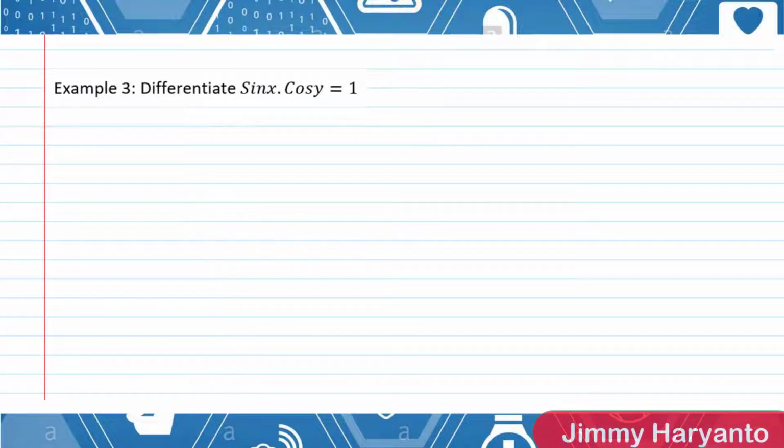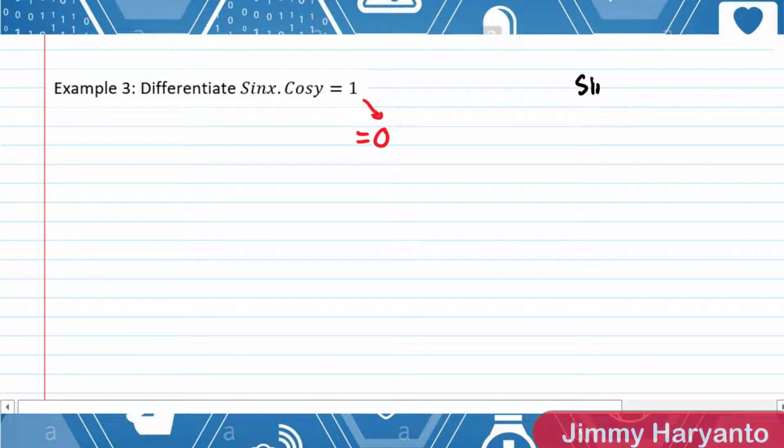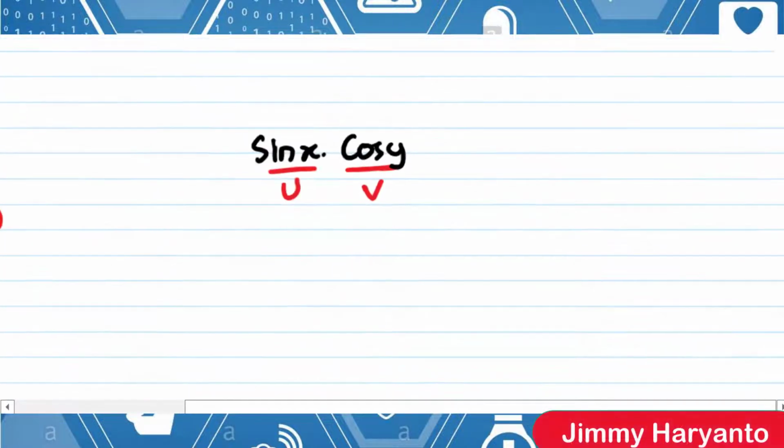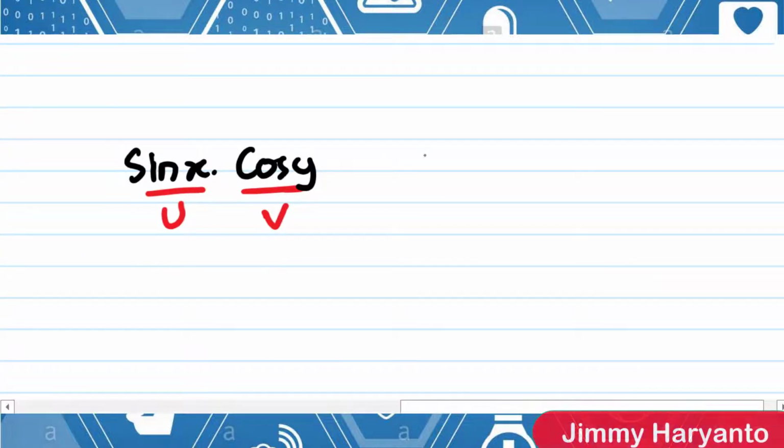Okay, next is example 3. For example 3, we have this function sin x times cos y equals to 1. Yeah, so the first thing we have to differentiate is this one differentiated into 0, and then for the left side we will use u times v, yeah, because we have multiplication. This one is u and this one is v. Sin x will be the u and cos y will be the v. Okay, let's prepare for u accent and v accent.